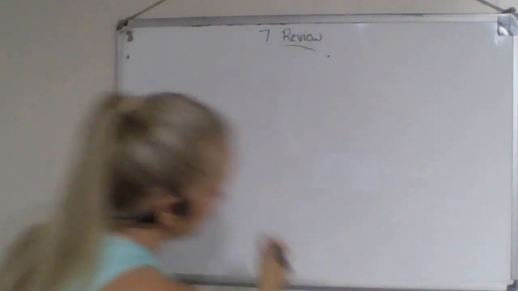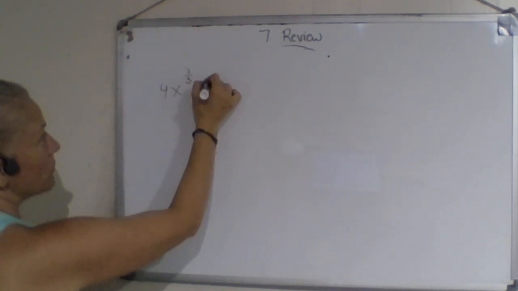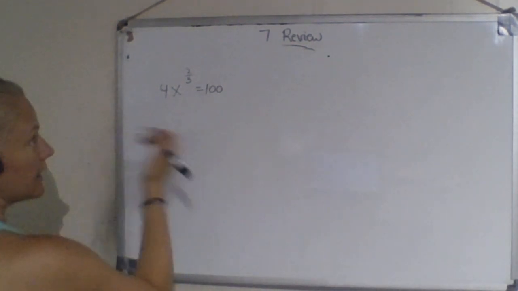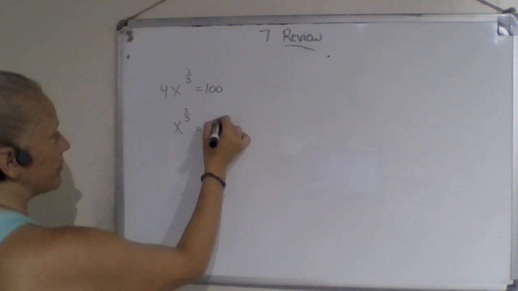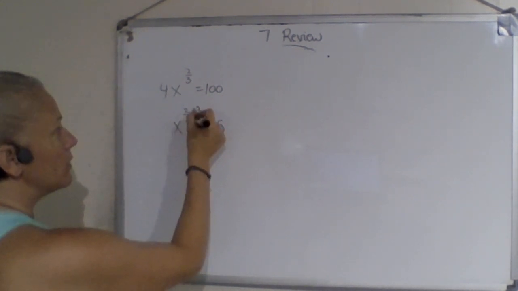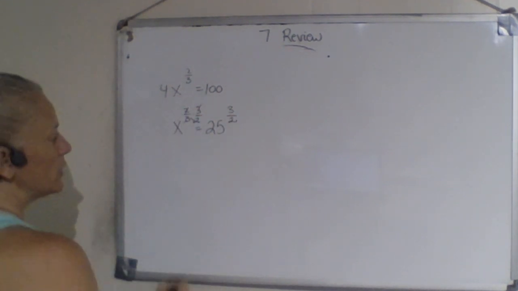The second example will be 4x to the 2 over 3 equals 100. Is it 100 really? Yes. I divide the 4 out. x to the 2 over 3 equals 25. I need to get rid of that exponent. I multiply by its reciprocal, but that means I'm going to have to put the reciprocal there too.